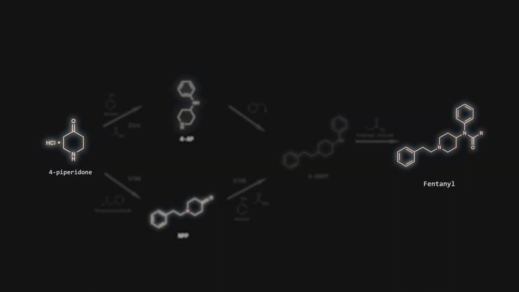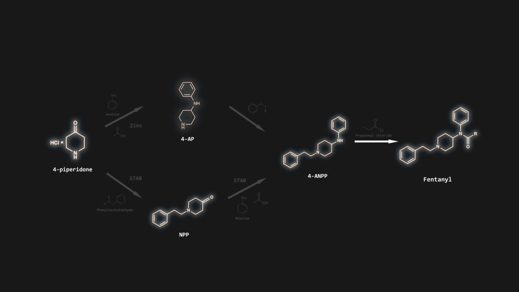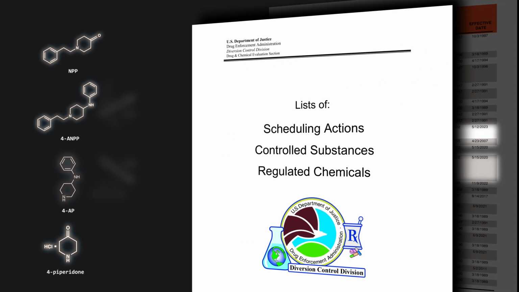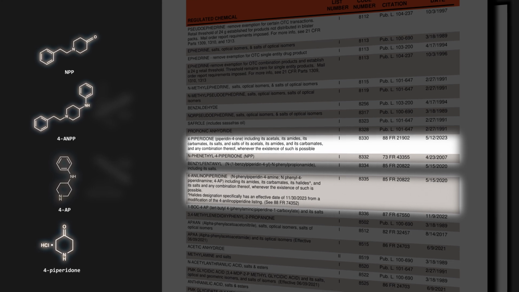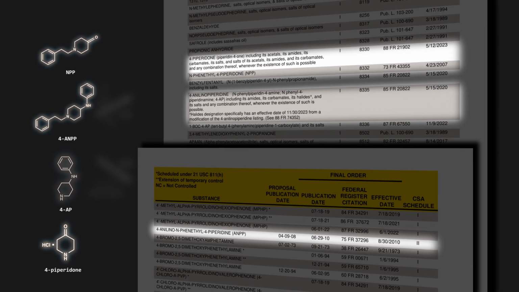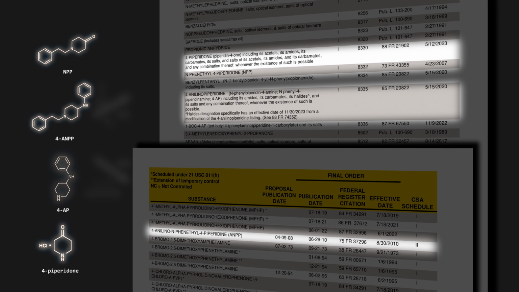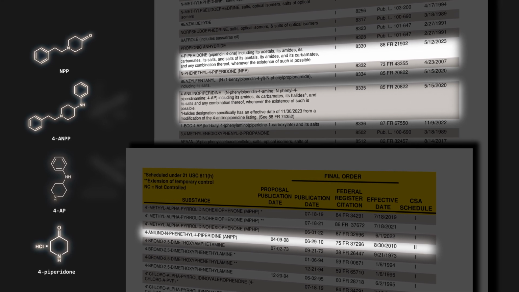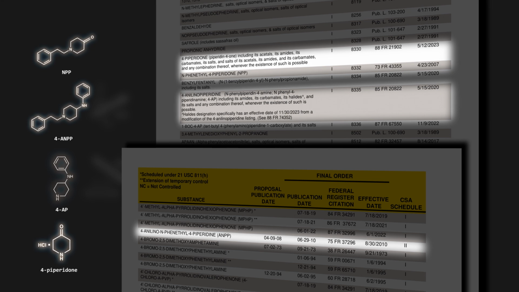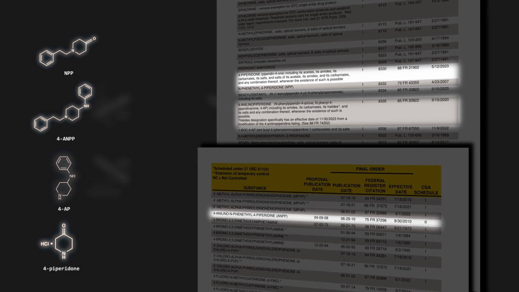As of 2024, all the major chemicals involved in both Gupta processes, 4-piperidone, 4-AP, and 4-ANPP, are regulated by the DEA under the Controlled Substances Act. NPP was the first of these to be regulated, starting on April 23, 2007. Regulation of 4-ANPP followed, beginning on August 30, 2010. 4-AP has been regulated since May 15, 2020, and 4-piperidone was added to the list of regulated substances most recently, as of May 12, 2023.